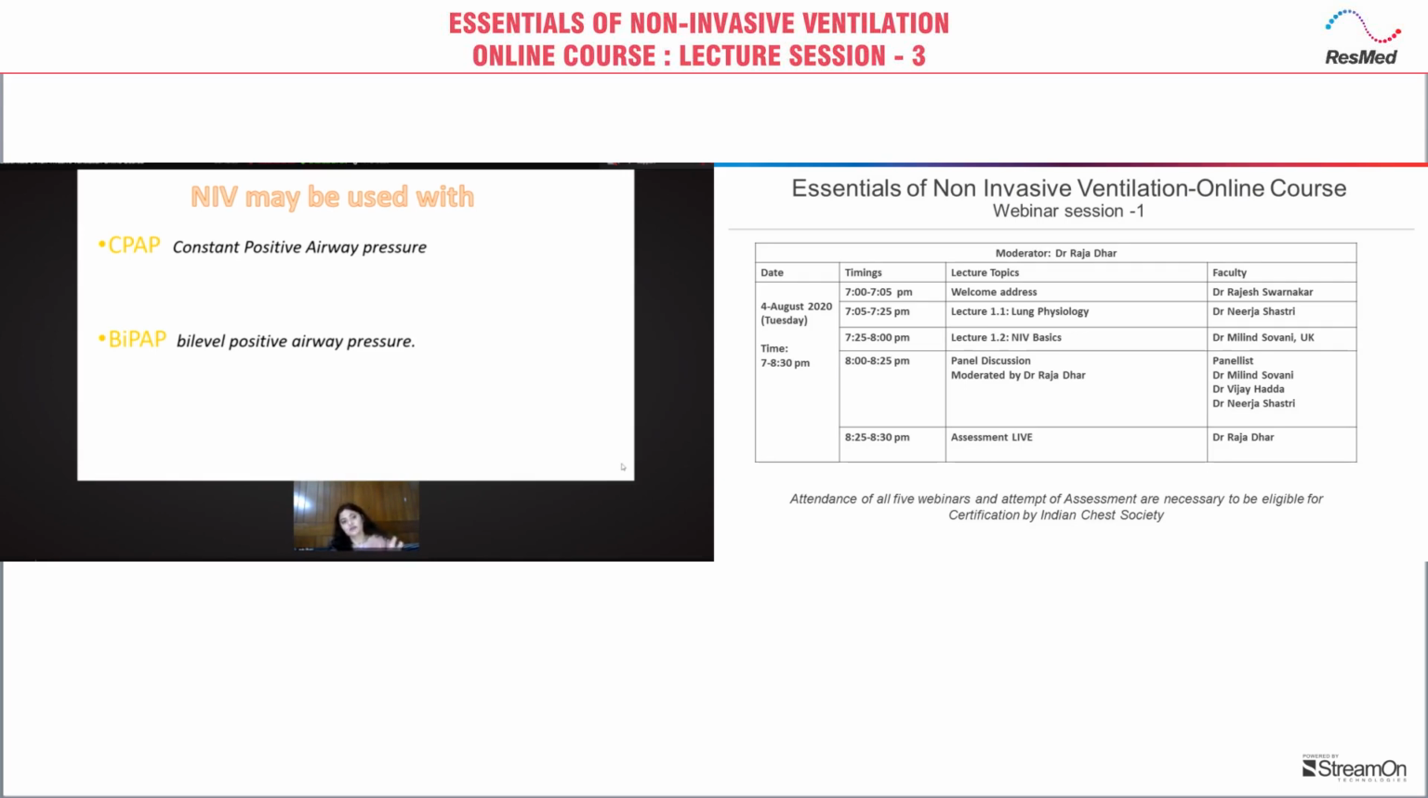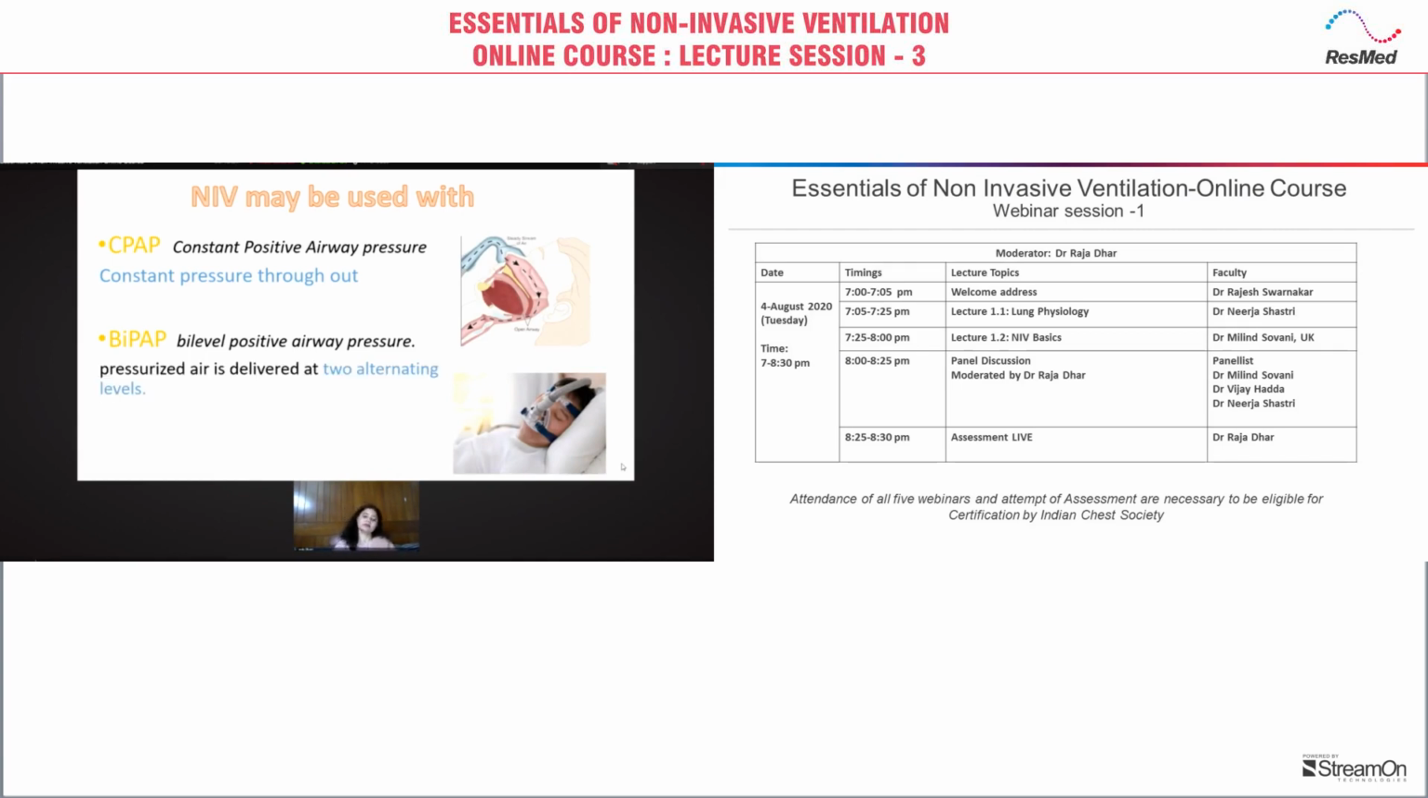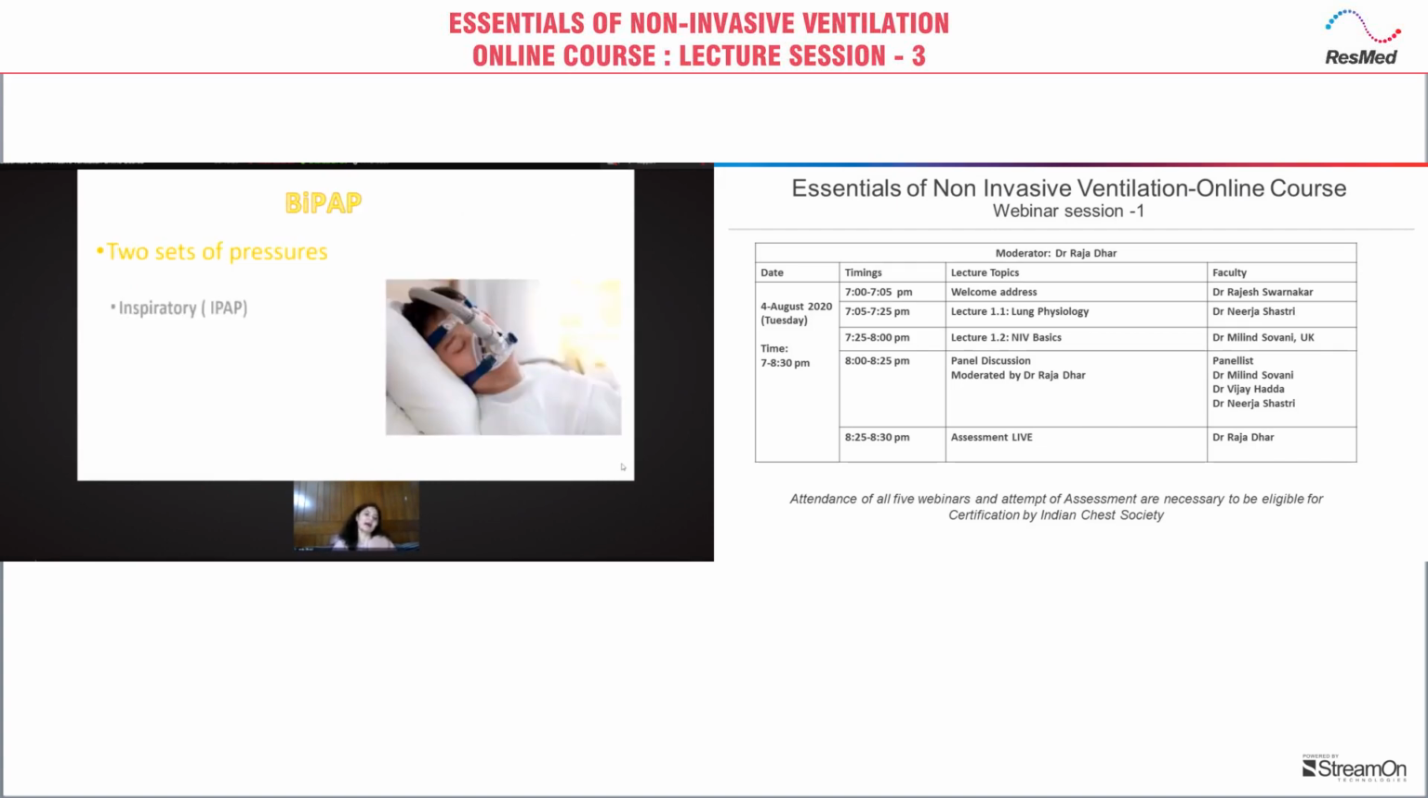Now there are two types of pressures which we are using. One is providing pressure throughout the respiratory cycle, which is called CPAP, continuous positive airway pressure. Another one is bi-level positive airway pressure, that is, during inspiration the pressure is different, and during expiration the pressure is different. This is called IPAP and EPAP. Remember that EPAP is the same as CPAP, also called PEEP. We'll see what it is.